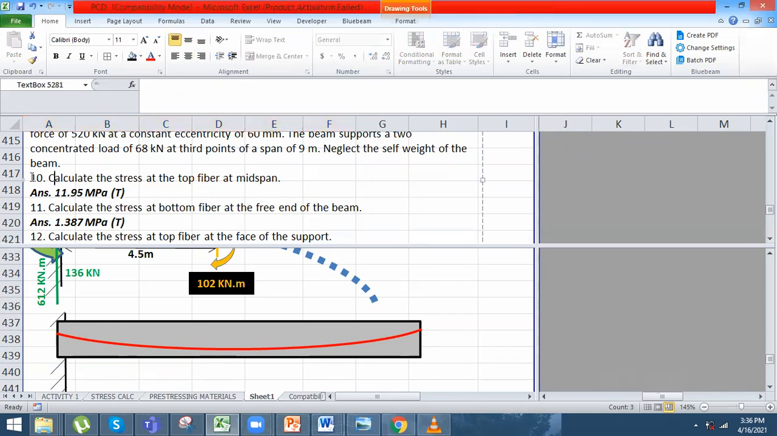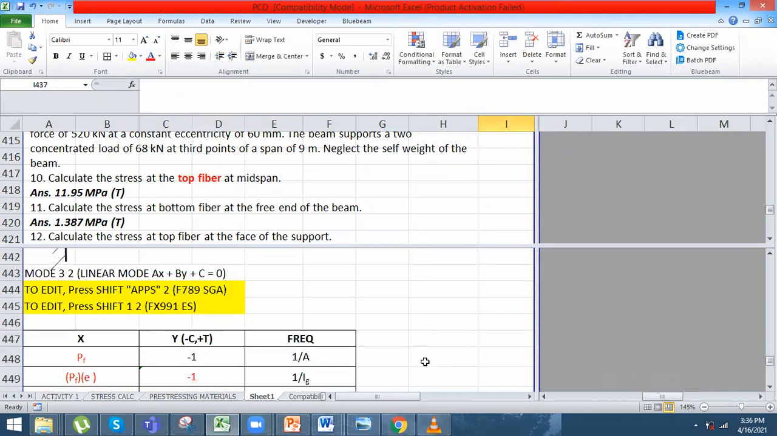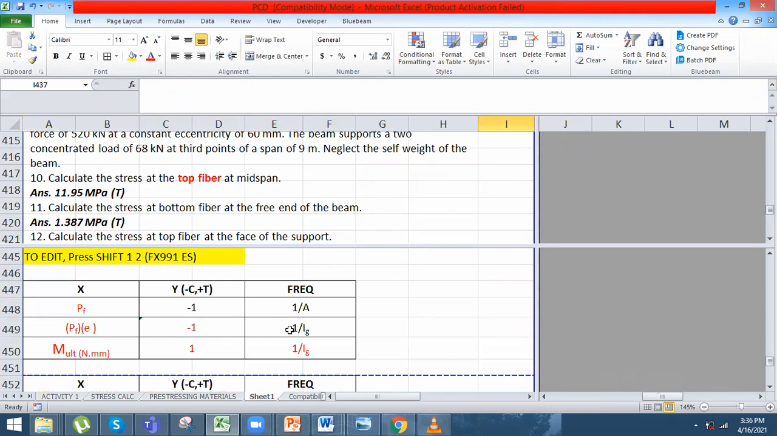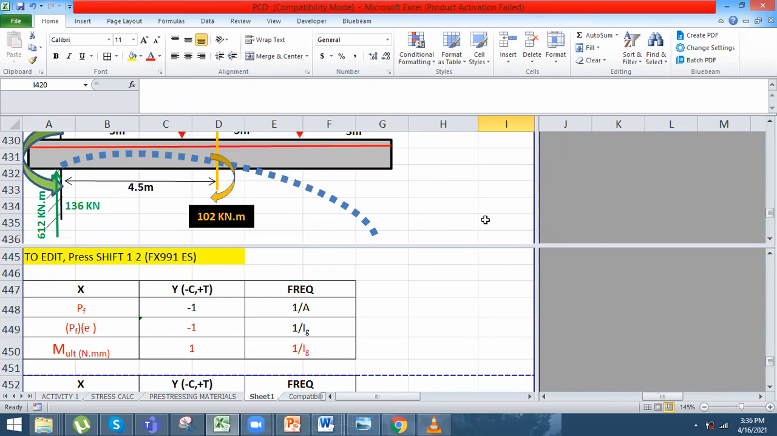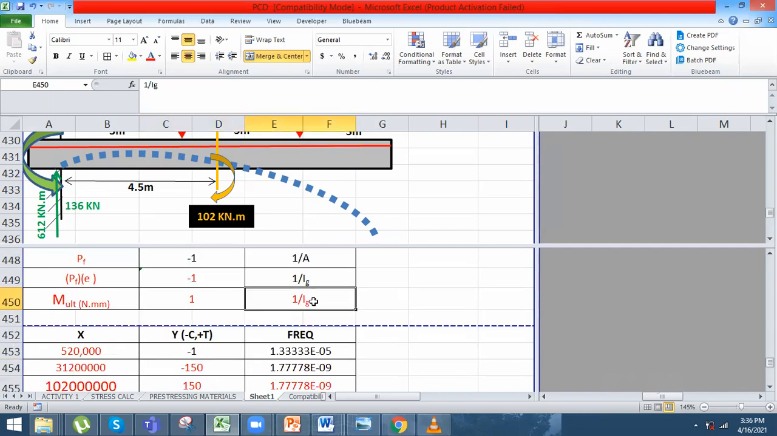So, what we're going to analyze for problem number 10 is the top fiber. Okay, we're just going to analyze the top fiber. So, that is negative. Then, 1 over gross moment of inertia. Then, next one is due to moment or the applied loads. So, due to moment or the applied loads, ito yung magiging epekto. Okay? Therefore, top is in tension and bottom is in compression. That's why it is set as positive 1. Okay? Then 1 over Ig.